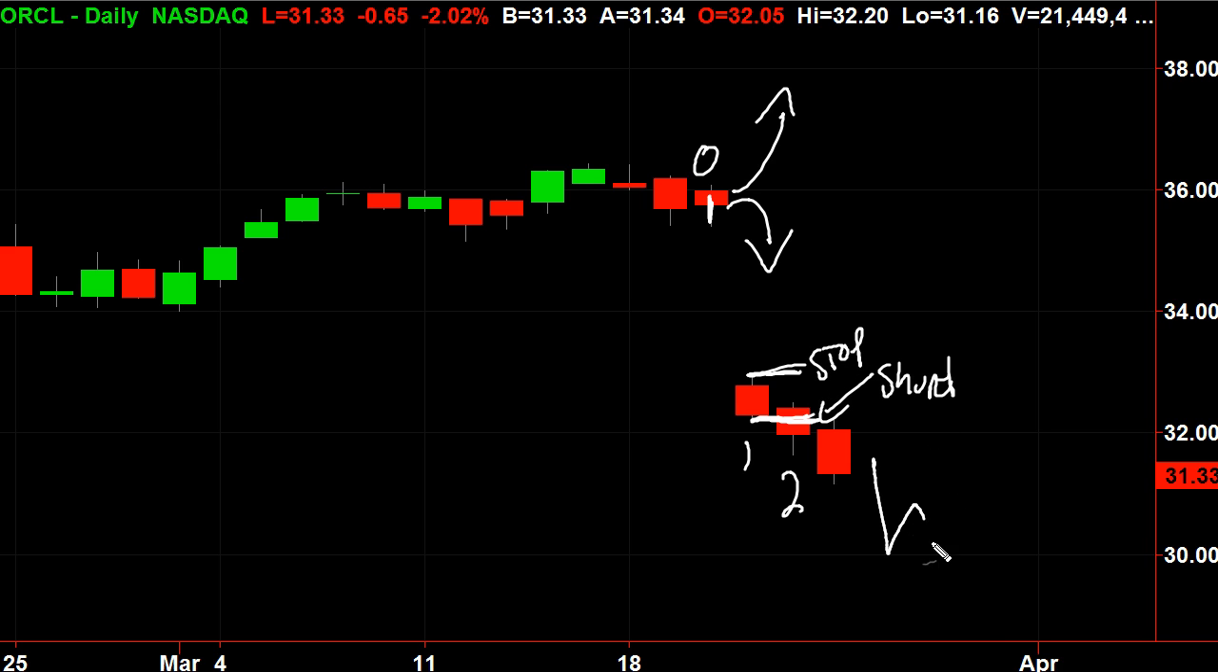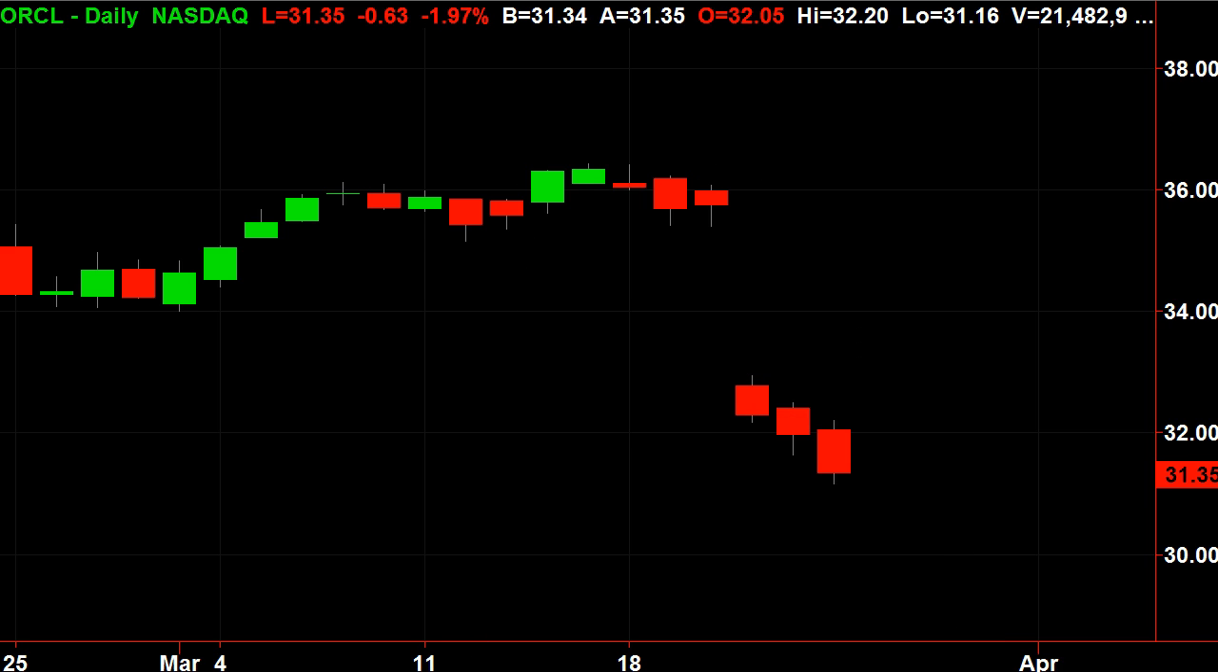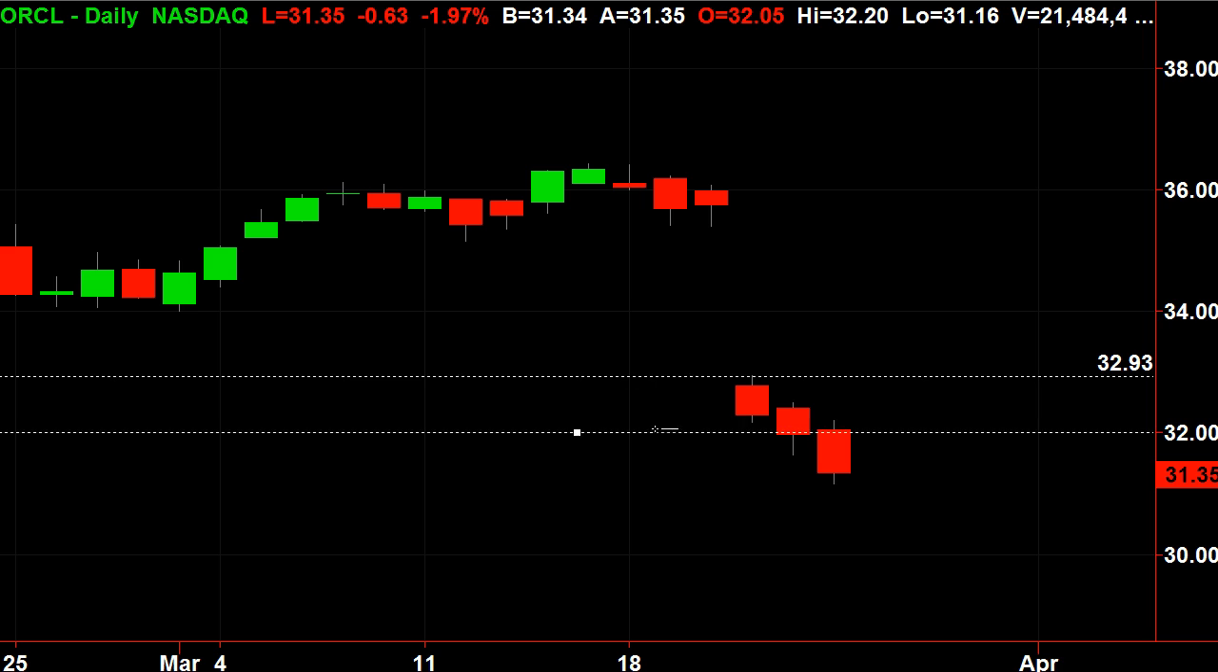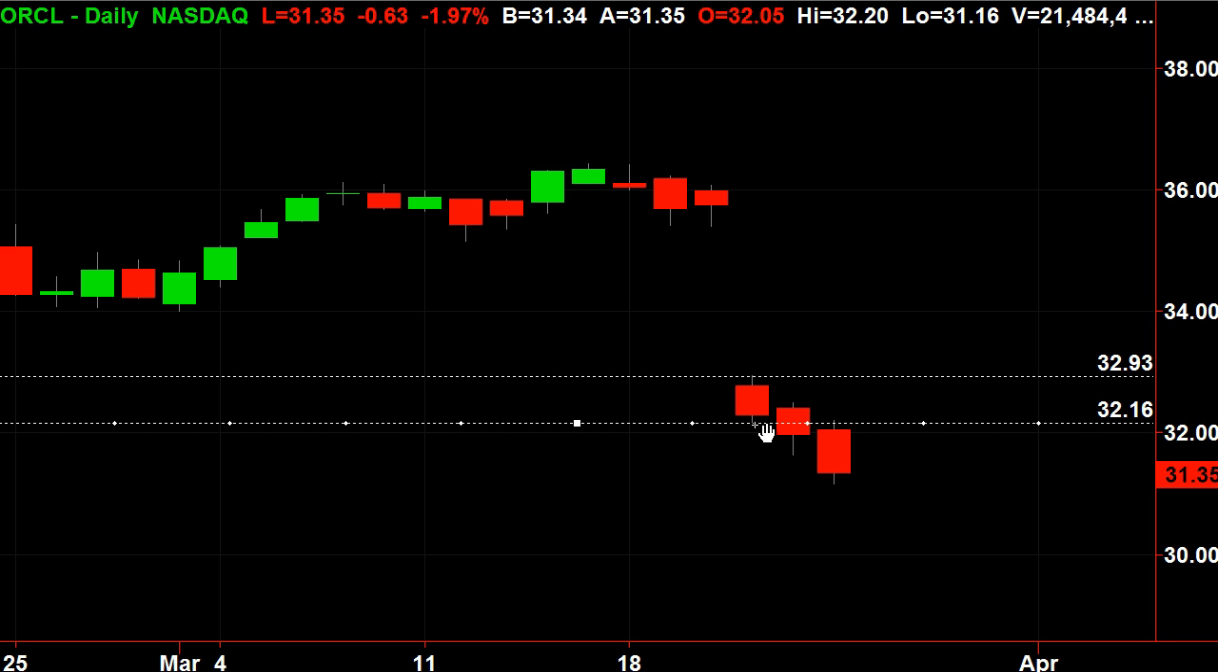And then you're going to have an open target below it. Now I'm going to use horizontal lines just because it makes it easier than the little digital ink. So there's your high water mark for Oracle after it had its earnings. And here would be the low water mark. So that's the high, this is the low.